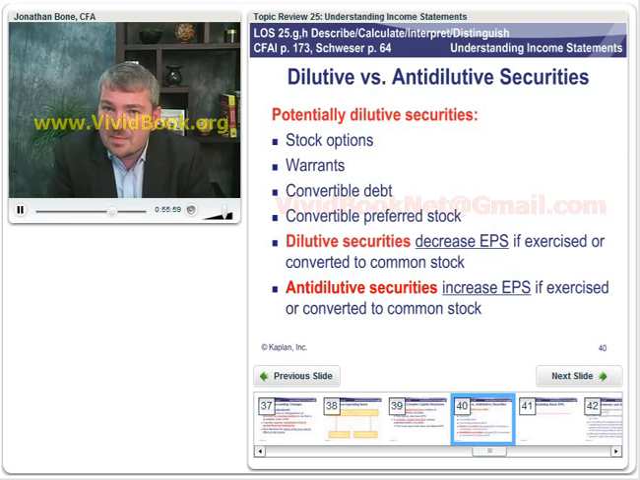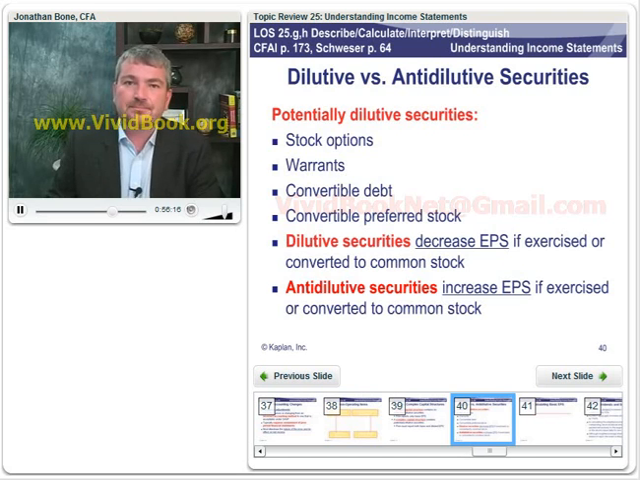Remember, whether these instruments can be exercised in this year or not is irrelevant. We make an assumption that they're all converted at the start of the period. What we're trying to do is show our shareholders, here is your current EPS, here's how it would fall if these instruments were exercised in the future.